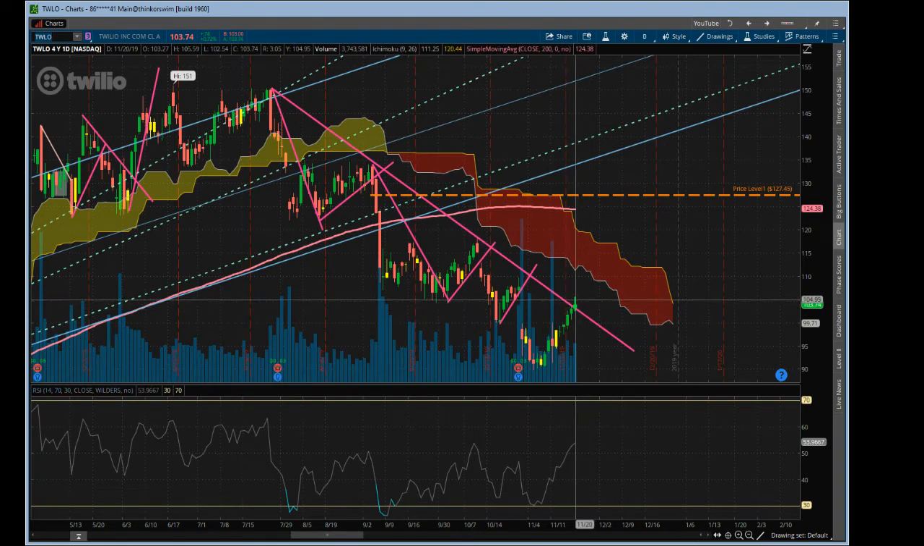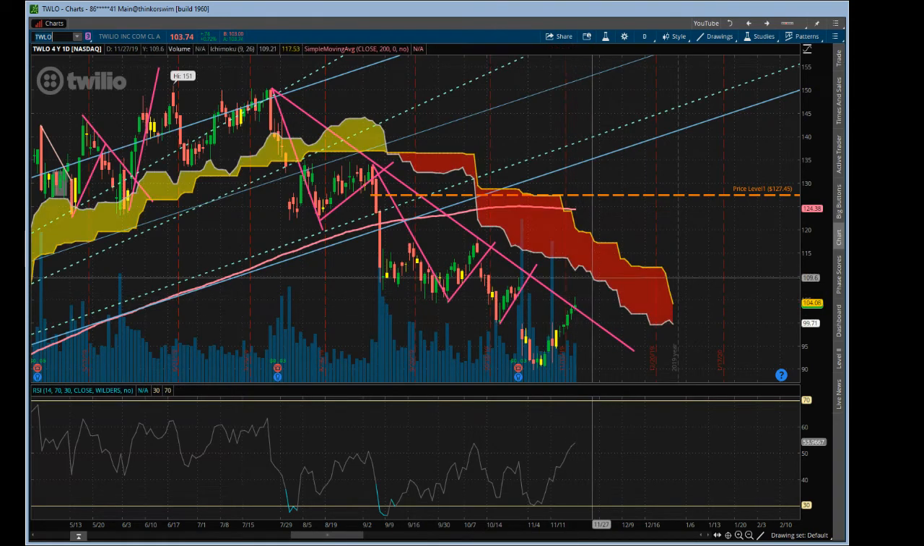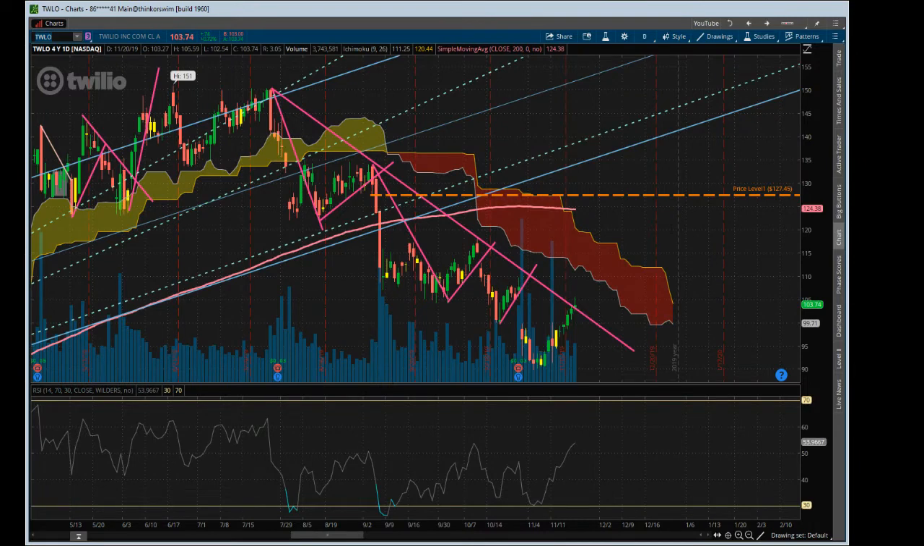So we had a nice move today. Let's see if we can close above these highs and get a move up to the cloud. That's what we're looking for.